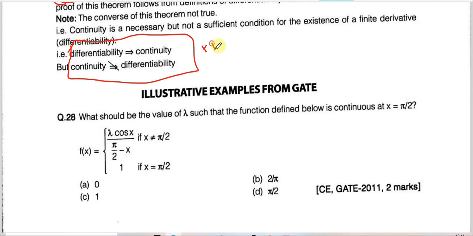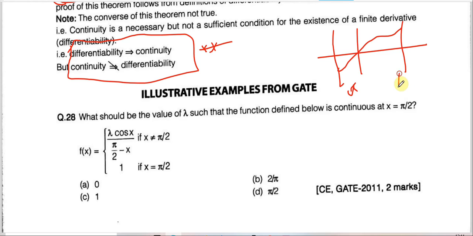But keep this in mind: if a function is differentiable, it means it is continuous. Like this is a function from x equal to a to b, it is differentiable. If it is differentiable, it means it is continuous also. But if a function is continuous, it is not sure that it will be differentiable. You can take the example of y equal to mod x.